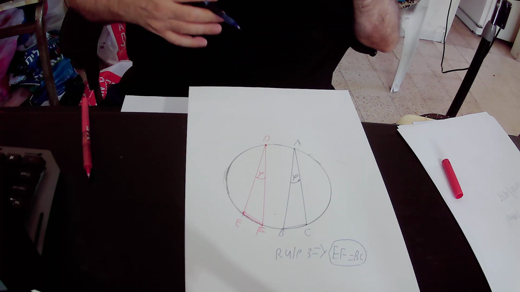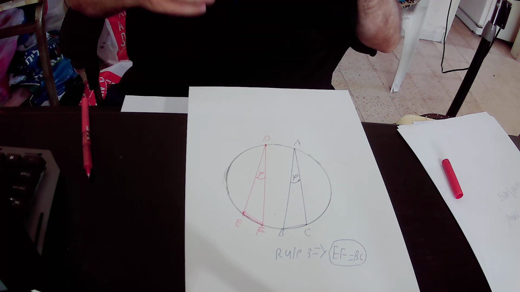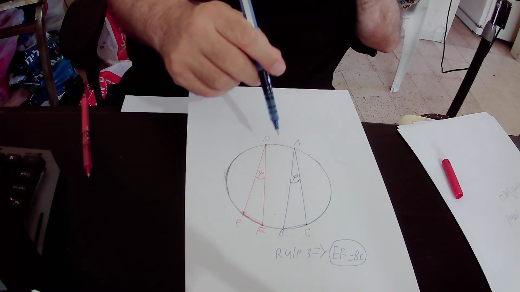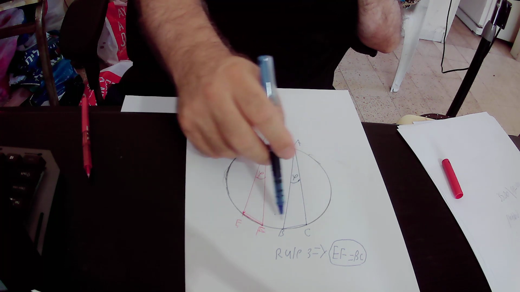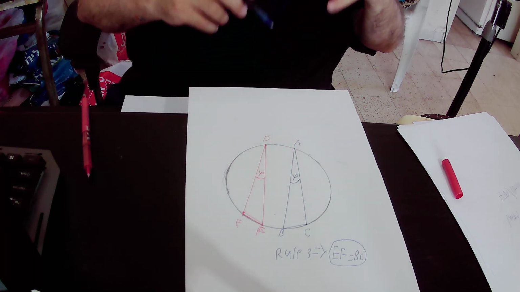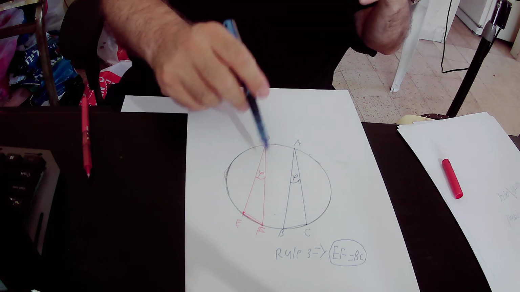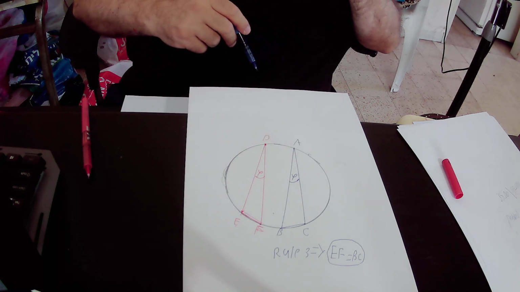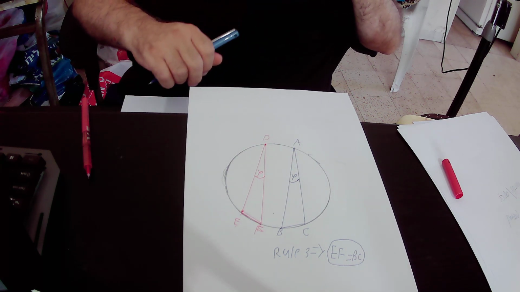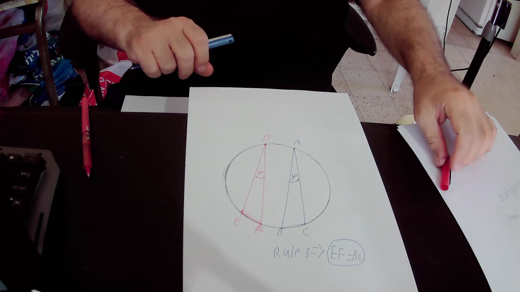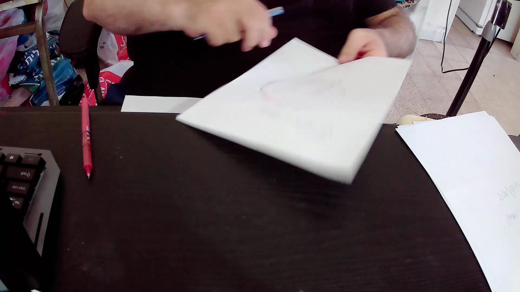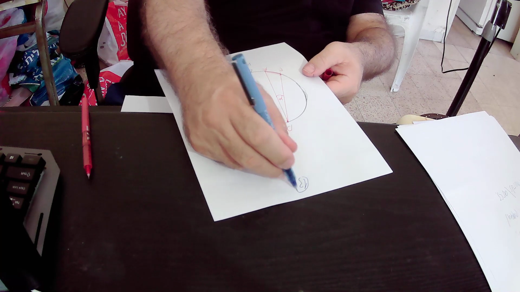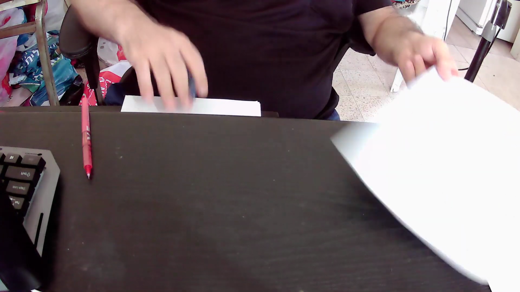So equal peripheral angles rest on equal chords. This angle equals this angle. For that reason, this chord equals this chord. They both rest on equal chords because they equal each other. So EF equals BC. That is the explanation of rule number 3, and we can actually implement rule number 3 in our circle.